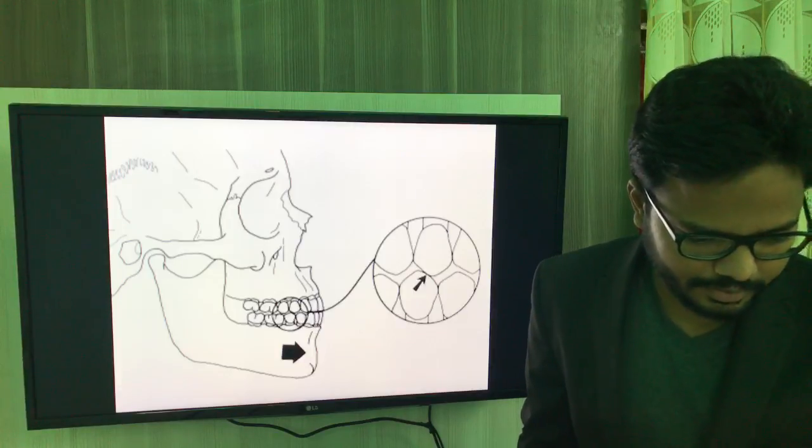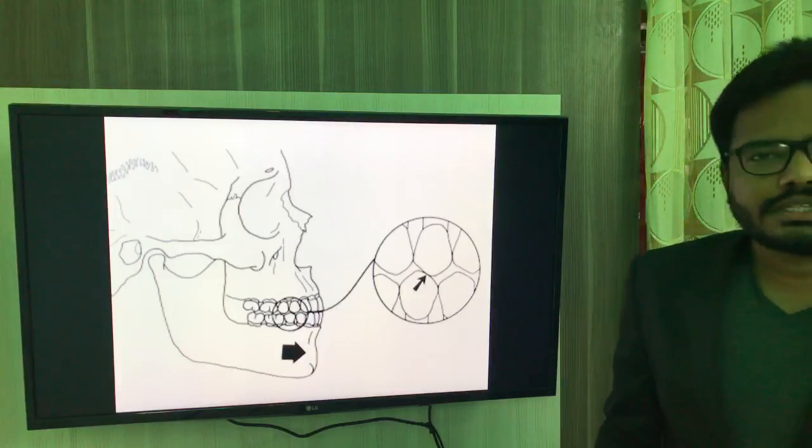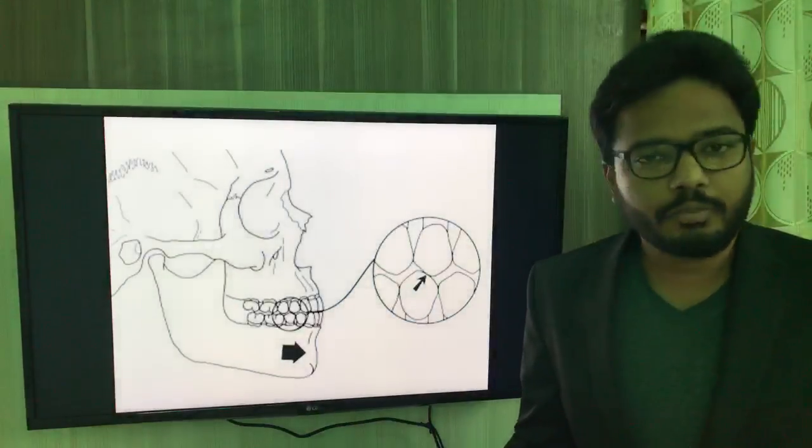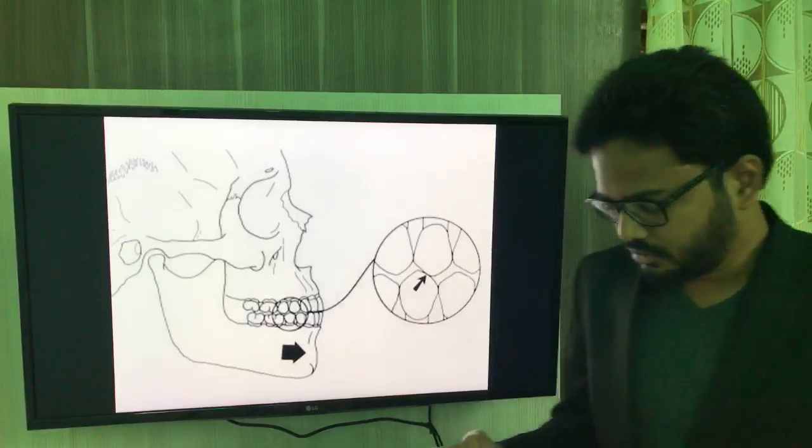Hi everyone, a very good morning. So first we'll start with a few illustrations in order to discuss a few important topics or concepts pertaining to occlusion.